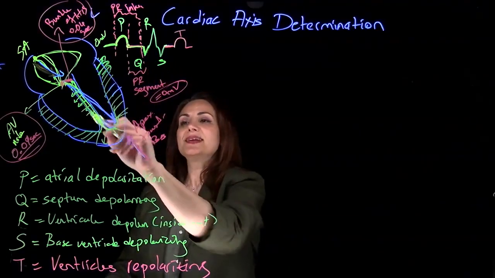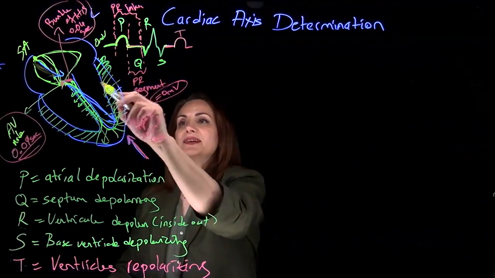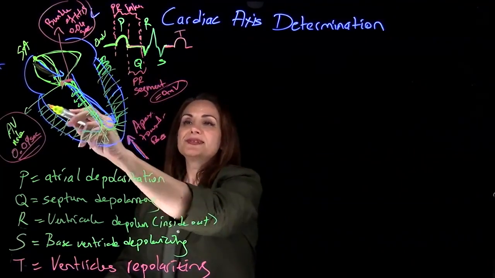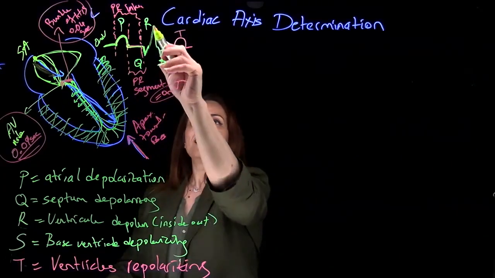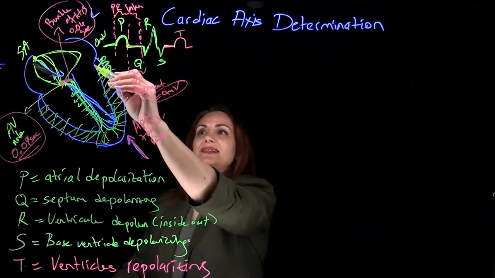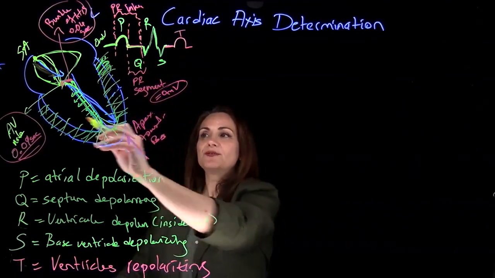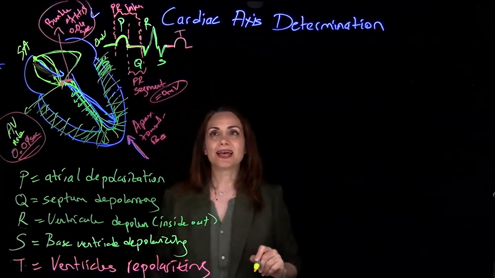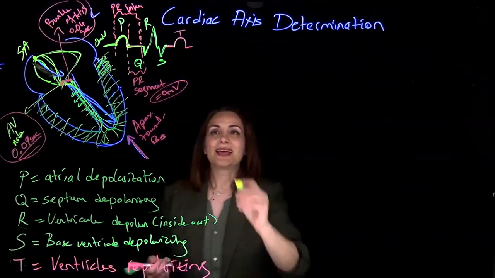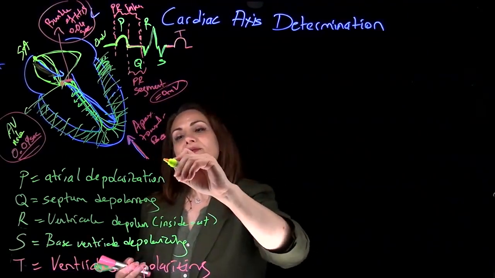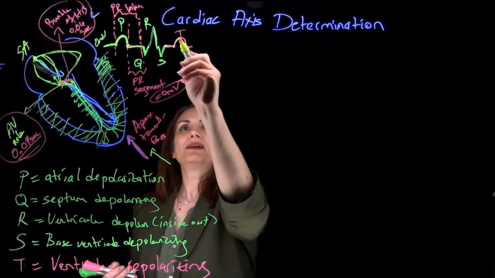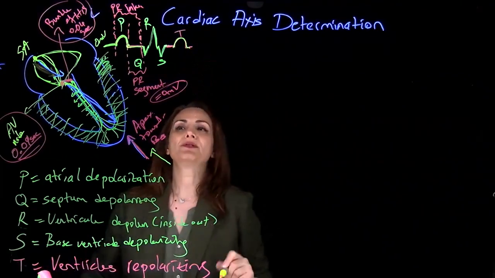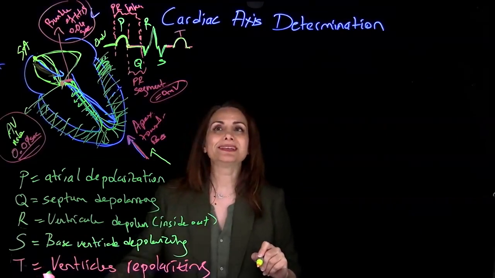And then as the electrical activity comes from inside out, still towards the apex, we're recording the R. And then at the very end, when the base of the ventricles are depolarizing, we're recording the S wave. And of course, the repolarization now is the opposite wave. So during the repolarization of the ventricles, we are recording the T.